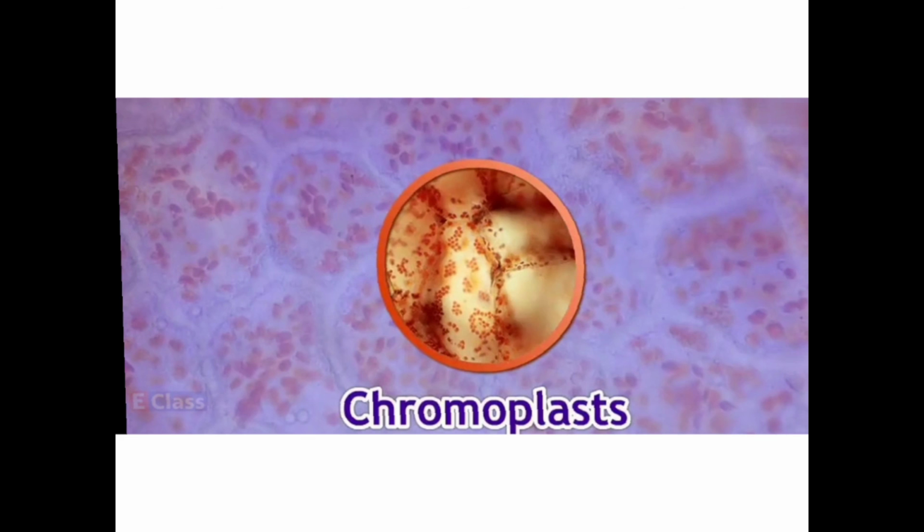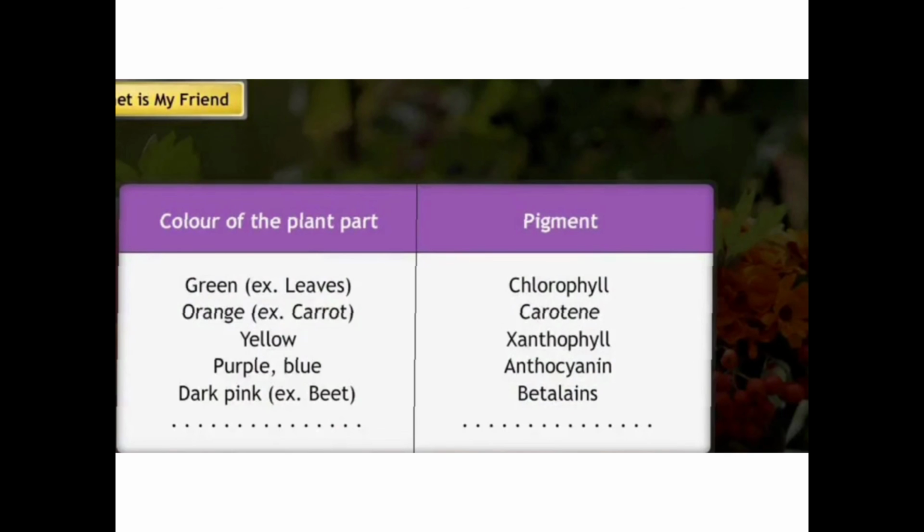So let me tell you what all pigments are present. So when there is a green color, it is chlorophyll. The orange color is due to the carotene. Yellow color is due to the xanthophyll. Purple or the blue color is due to the anthocyanin. And dark pink color like a beetroot, it is having the betaine.